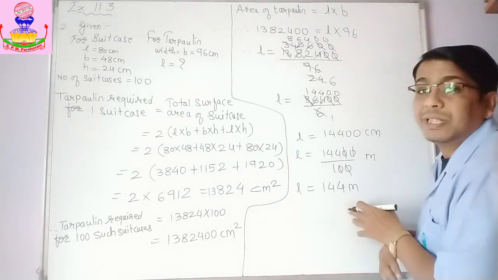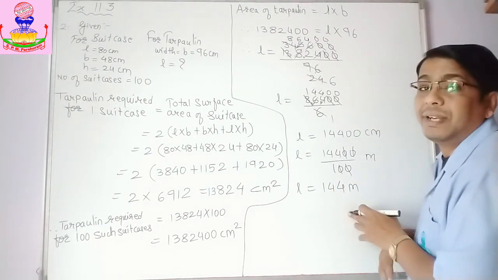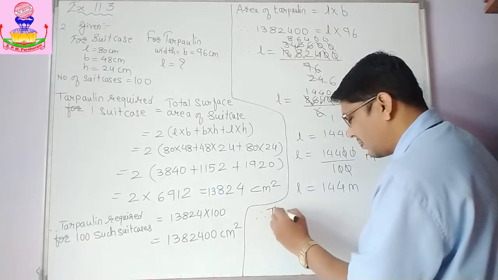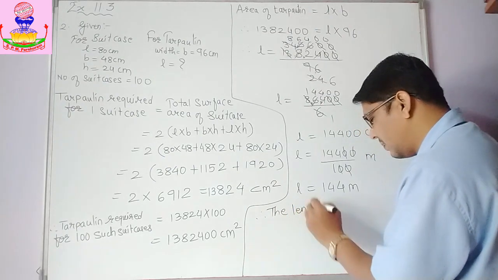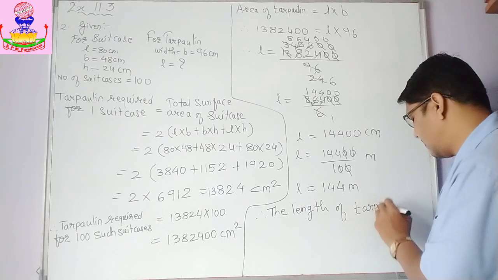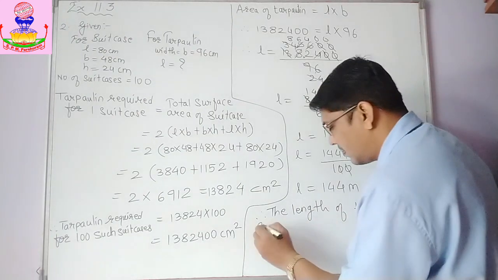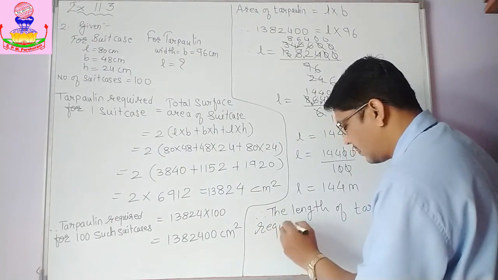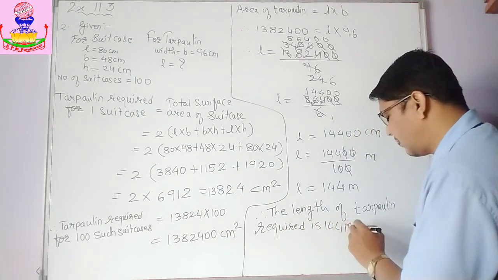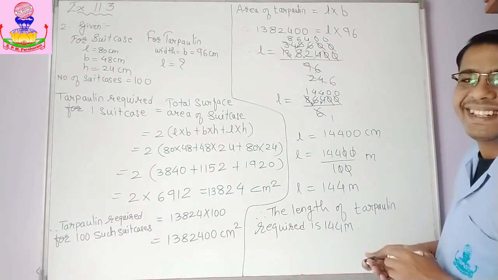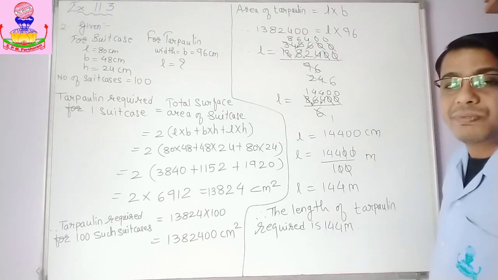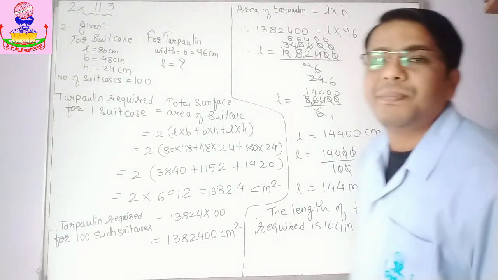So what is the length of the tarpaulin required? 144 meters. So therefore, the length of tarpaulin required is 144 meters. Okay, I hope you have understood. So let us move to the next example.